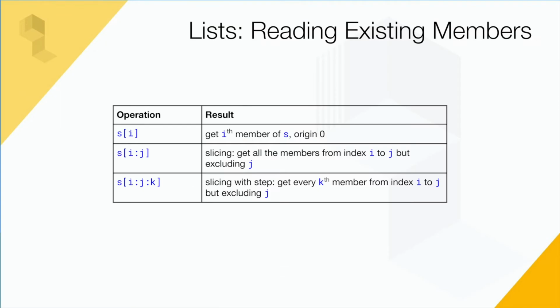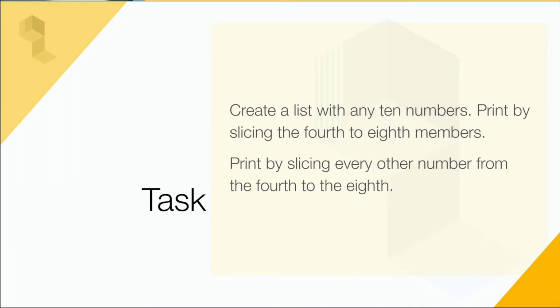Reading existing members. The table below shows you how to read existing members, which is exactly what we saw with problem 2 using the index. But you can do this for multiple members using things called slices. Here's a task for you. Create a list with any 10 numbers. Print by slicing the 4th to 8th members. Print by slicing every other number from the 4th to the 8th.